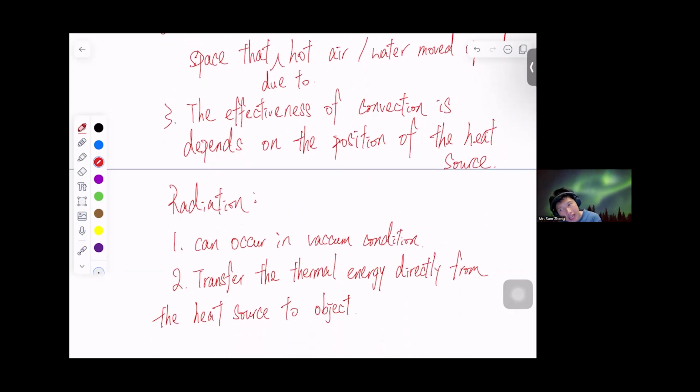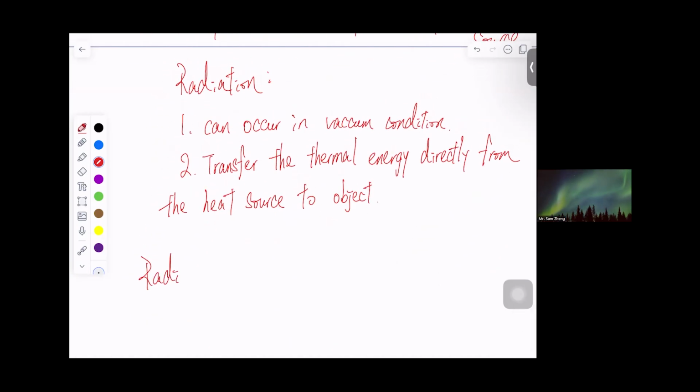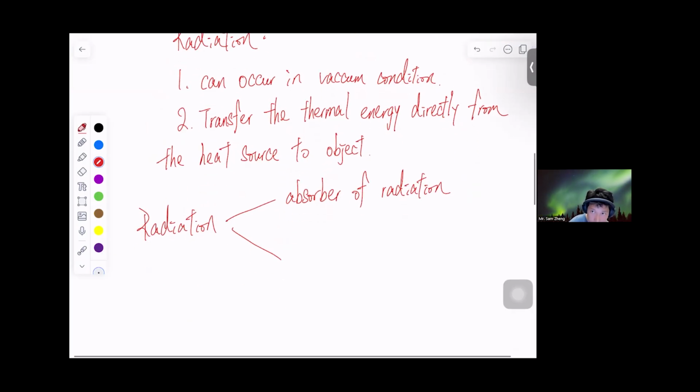Now, we do not have any convector for convection. So we no need to think about whether there is any good convector, bad convector, etc. No need. But what you need to learn or think about is the emitter and also absorber for the radiation. For radiation, you will see there are two types. Normally, we will say that there will be absorber of radiation and also the emitter of radiation.